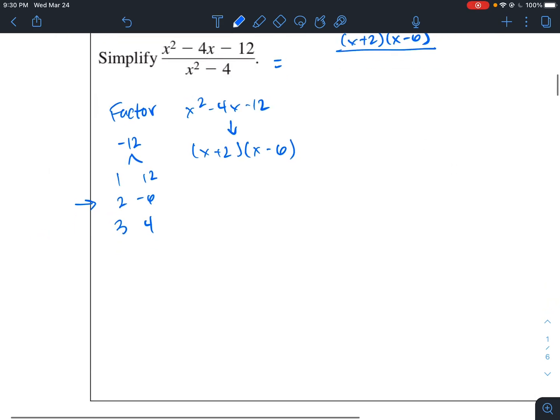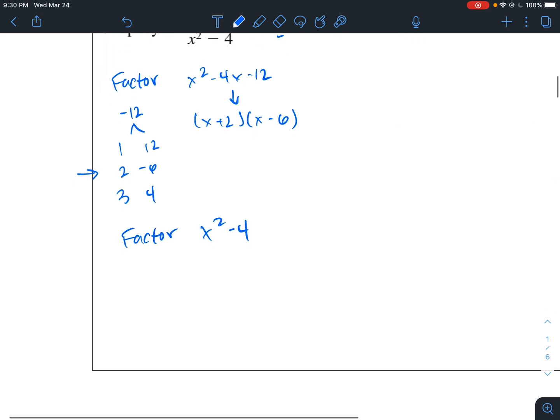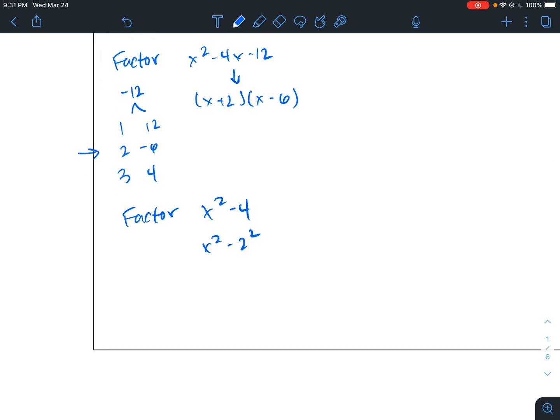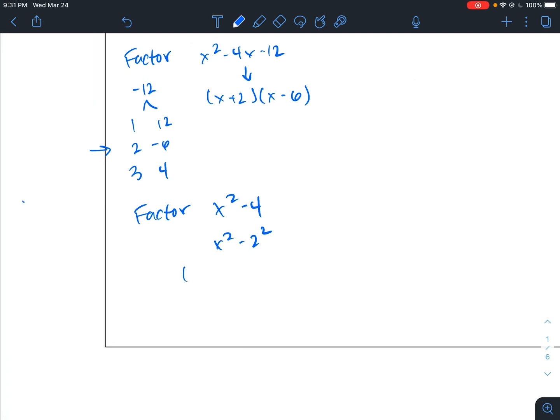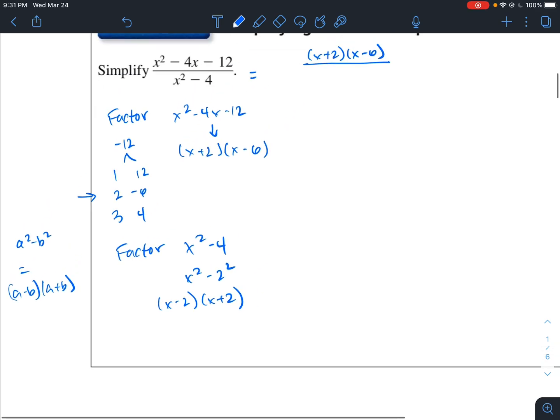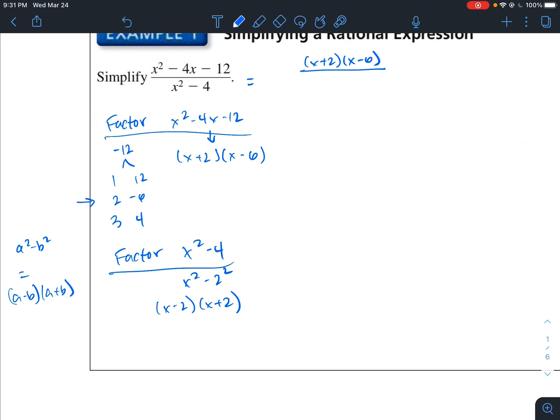Now to factor x squared minus 4, this is the same thing as x squared minus 2 squared, so this is going to be the difference of squares factoring pattern. If you need a reminder, a squared minus b squared is equal to a minus b times a plus b. So in this case it's x minus 2 times x plus 2. That's how you factor these polynomials.